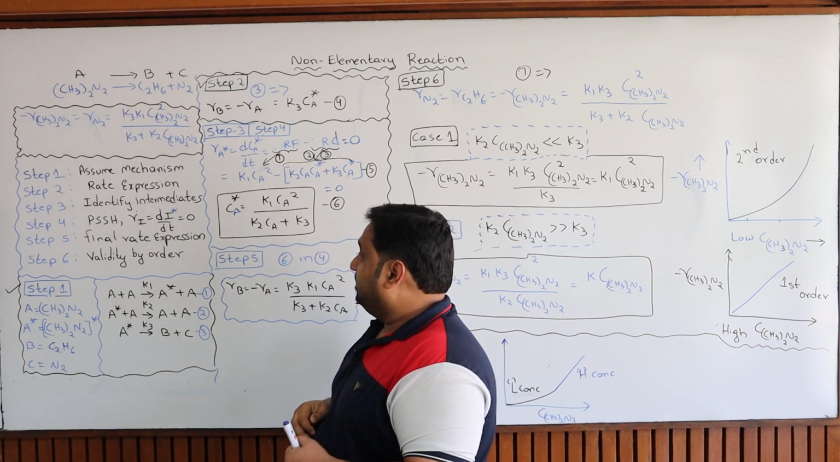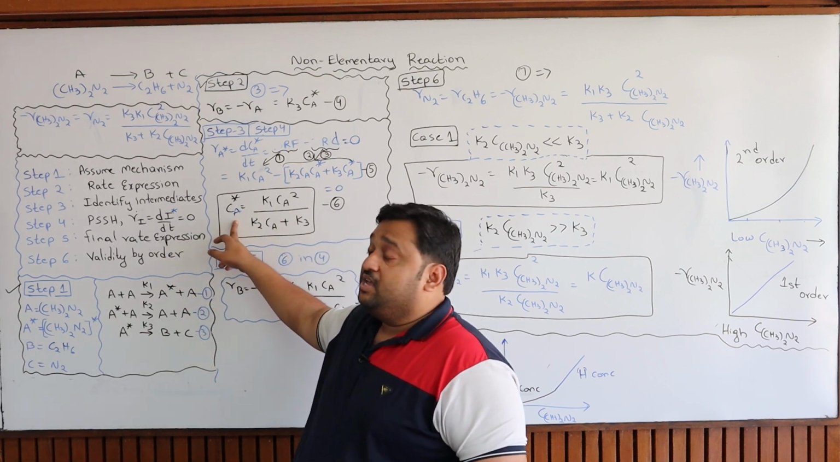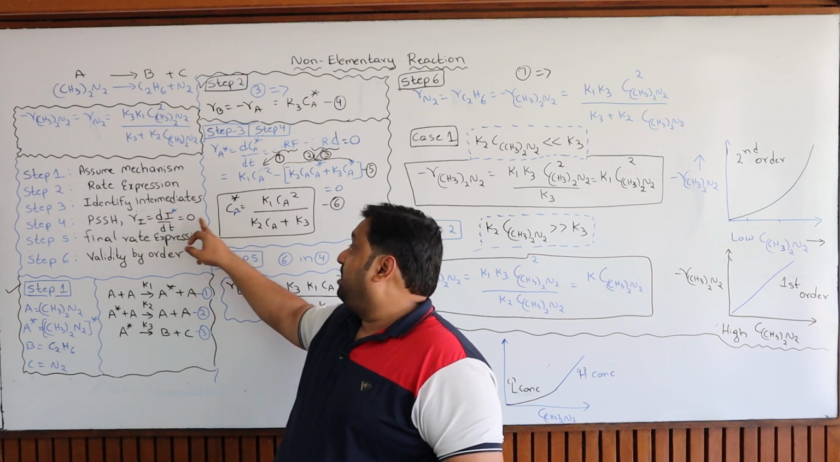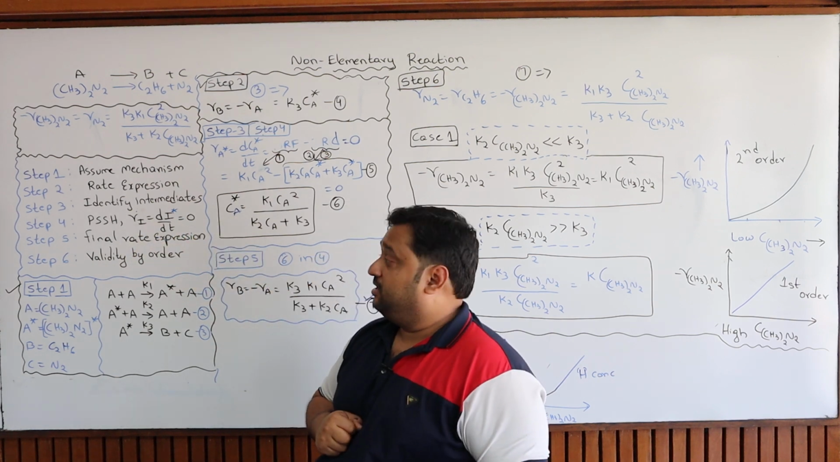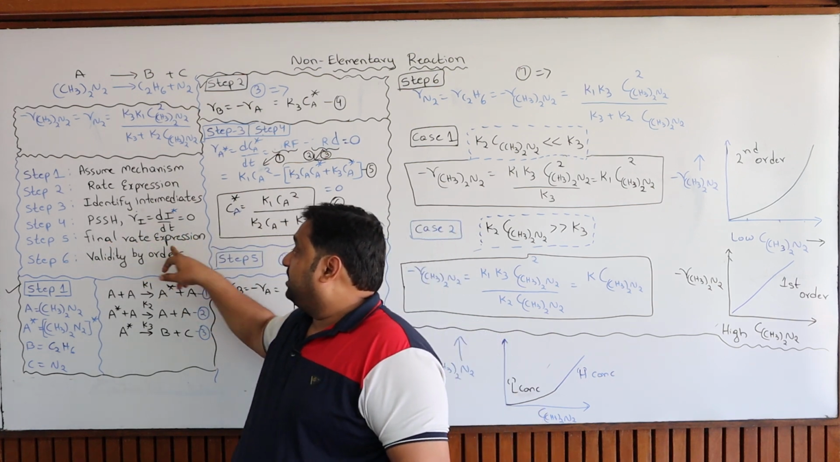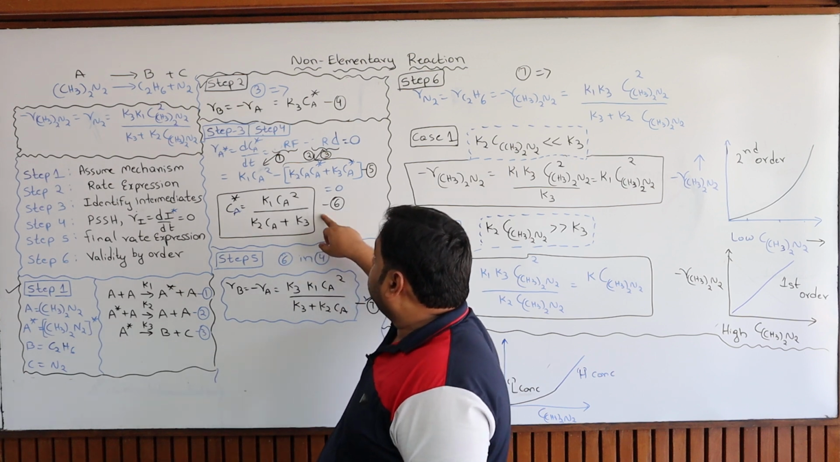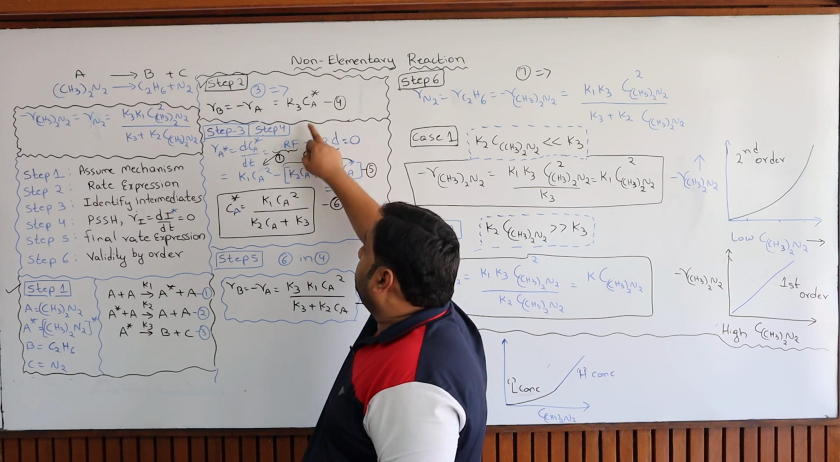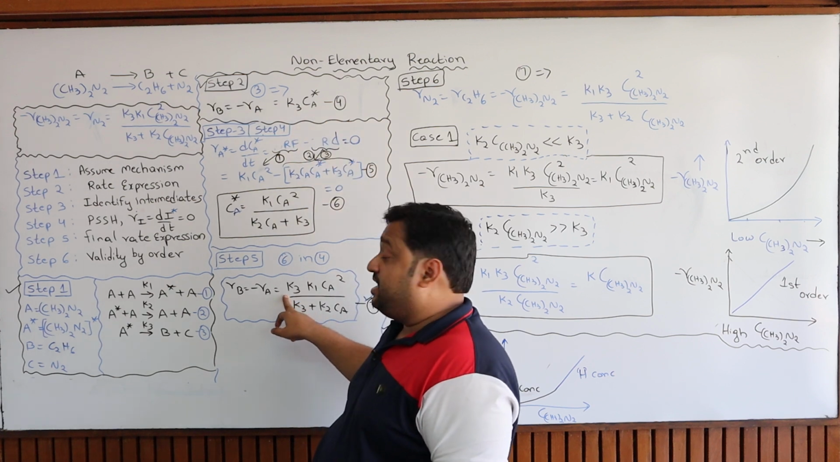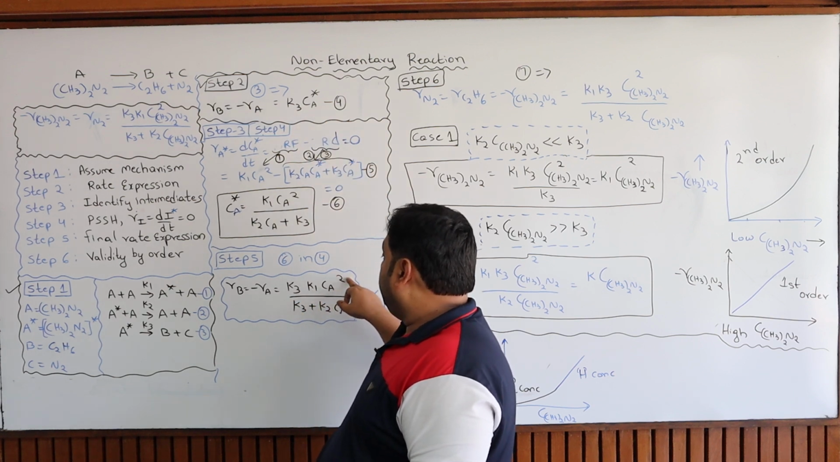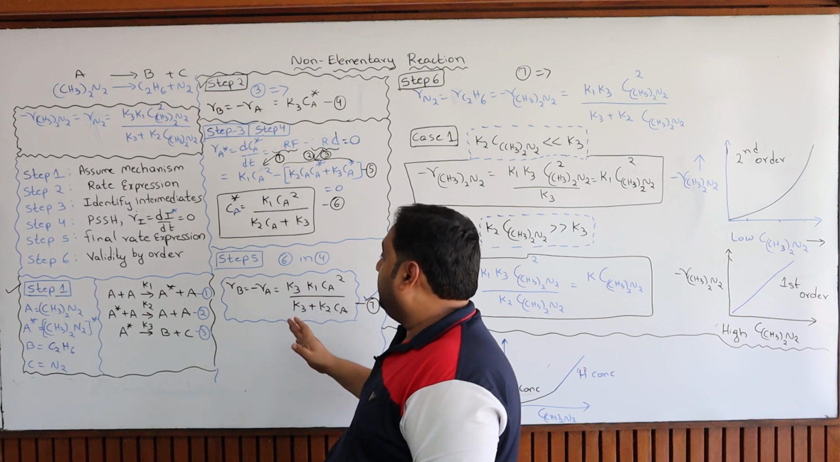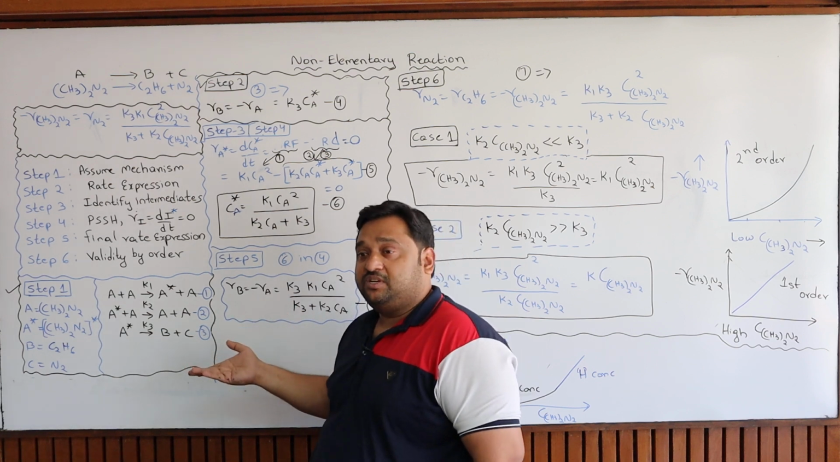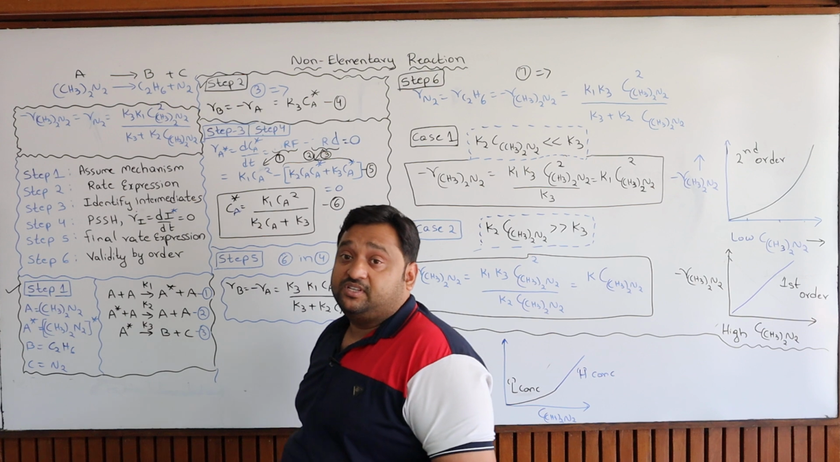Now simple, step 5: I apply the pseudo steady state hypothesis, I found the concentration of the intermediate and the final rate expression. That means now you have Ca star; substitute in the second step, that is K3 into Ca star, which is K3 K1 Ca square divided by K3 plus K2 into Ca. Now you have the final rate expression. That is the fifth step.